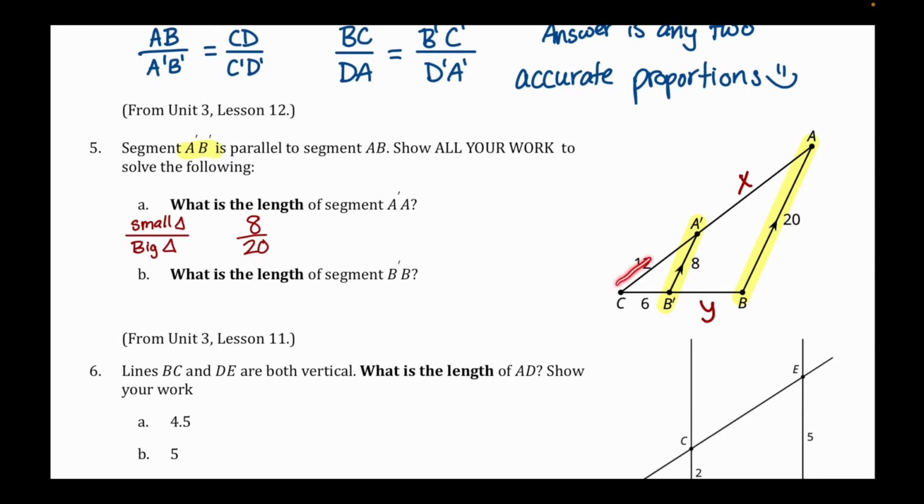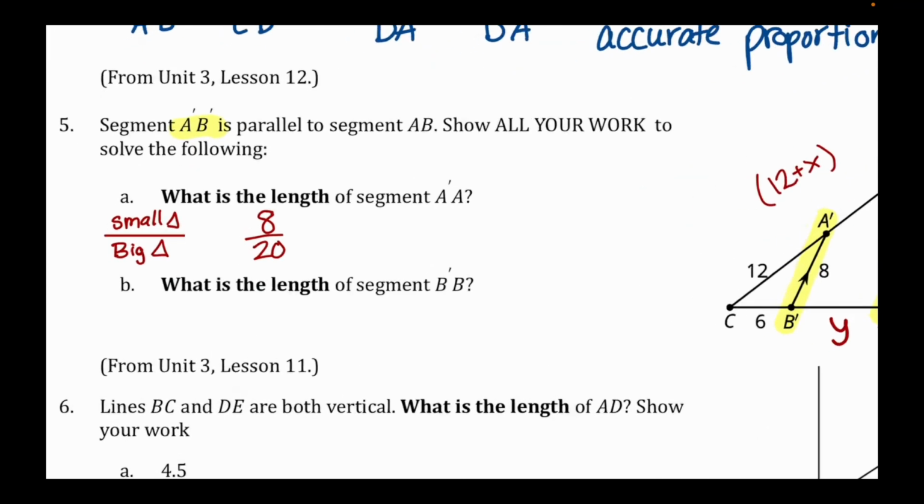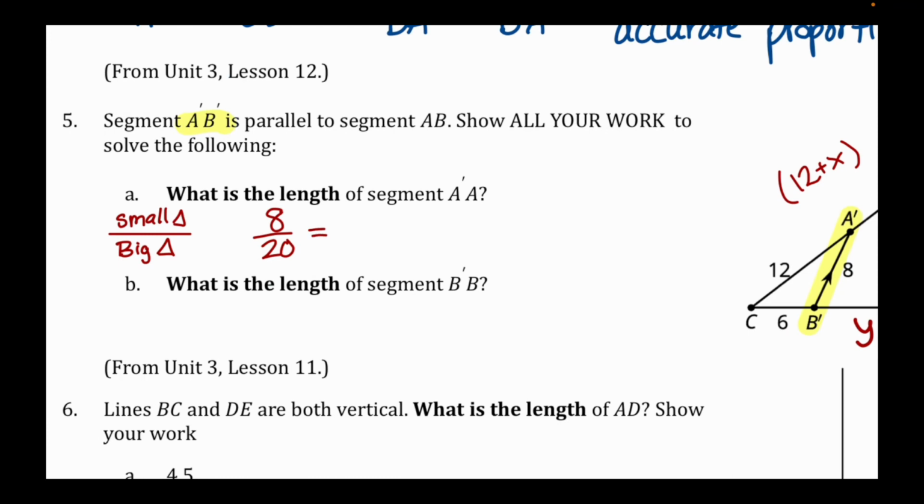But I can't then say 12 over X, because X is not the side of a triangle. That's just part of it. I actually have to use this whole piece here. So I'm going to use that as 12 plus X. And that is the entire distance. So I can compare that here. I can say, okay, 8 over 20, that should be the same as 12, which is from my small triangle, and then 12 plus X.